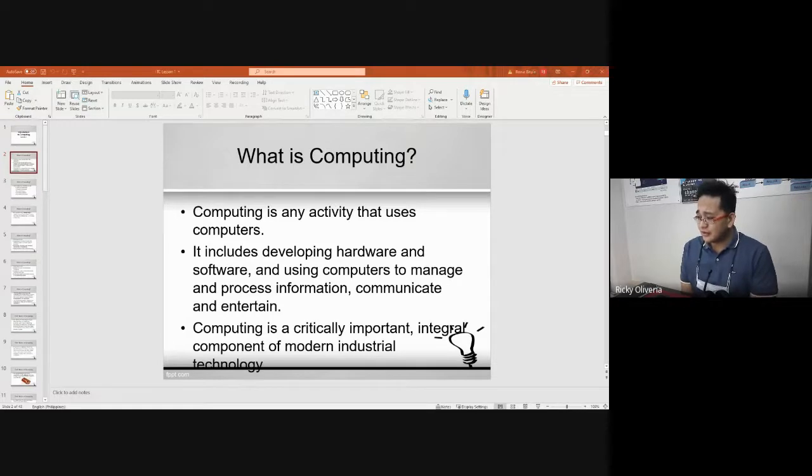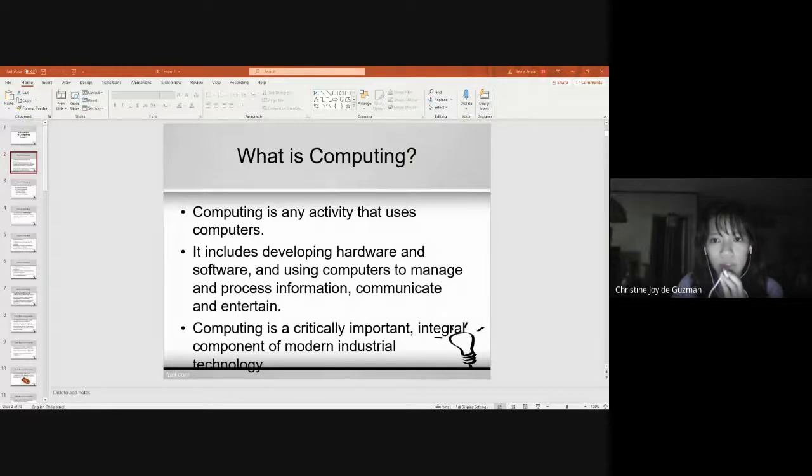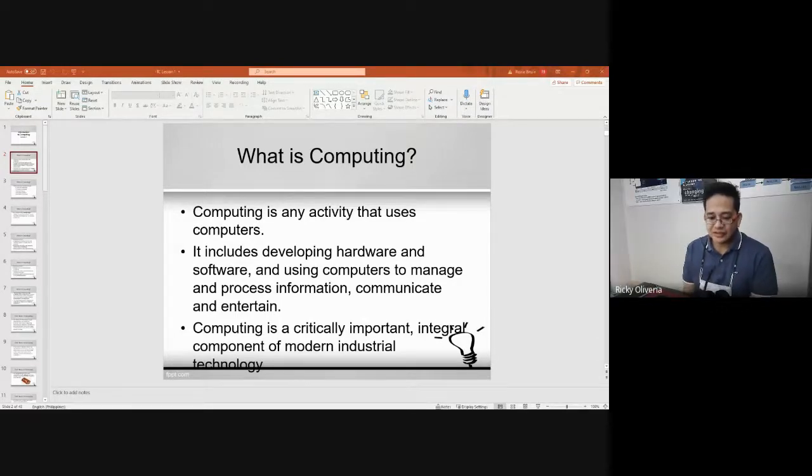So computing also includes developing hardware and software and using computers to manage and process information, communicate, and to entertain. Yan yung sinasabi ko kanina. So it includes developing hardware. Kapag sinabi natin hardware, anong ibig sabihin? Hardware, ano ba yun? Any physical structure ng PC po, sir. Okay, that's correct, Christine. So any physical or tangible. Okay, so lagay lang natin si Christine para magka-points tayo in your recitation, okay? So, hardware and software, using computers to manage and process information, communicate, and entertain.